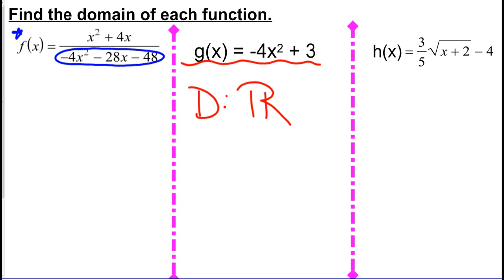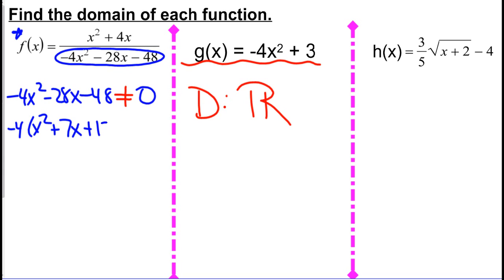So I'm going to take my denominator, negative 4x squared minus 28x minus 48, and set it not equal to 0, just to help ourselves out. That's basically what we're looking for: the two values that, when we plug them in, make our denominator 0, and those are the two values that won't work. For this particular equation, I'm going to factor out a negative 4. That'll be negative 4 times x squared plus 7x plus 12, and again, that cannot equal 0.